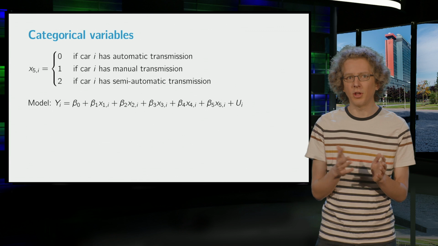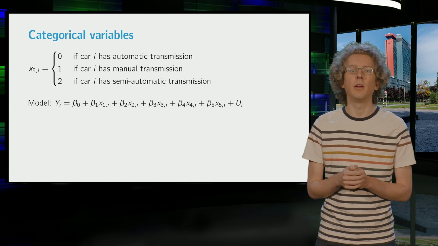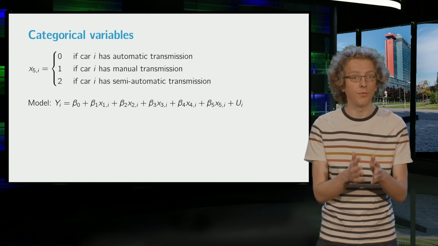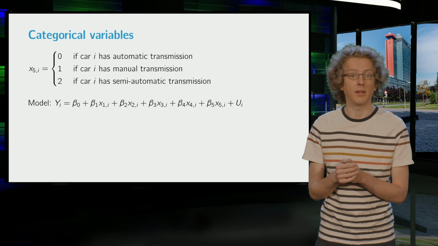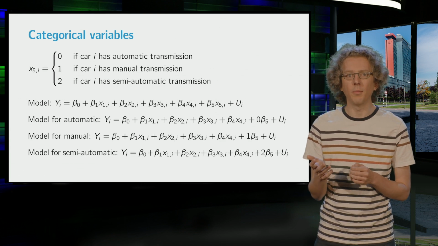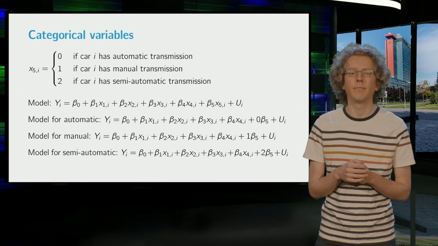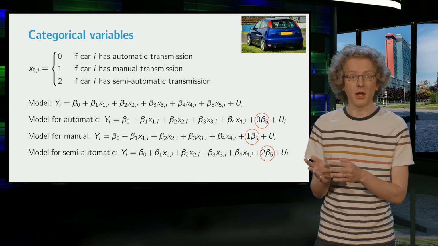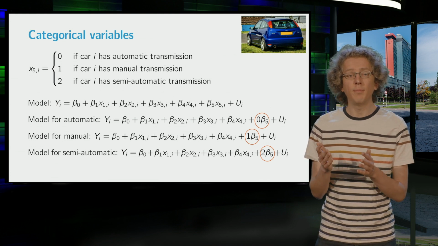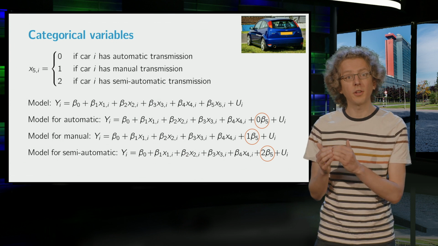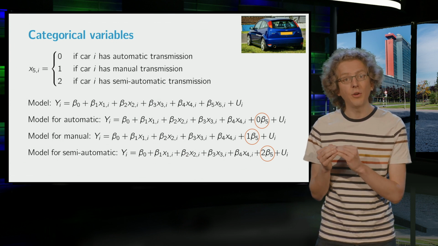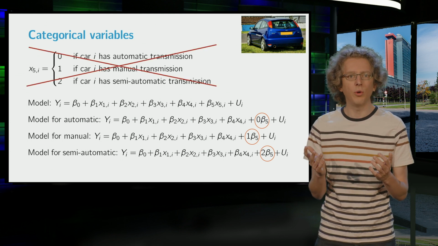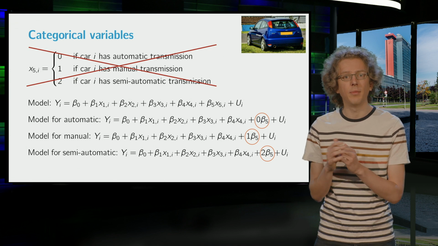Intuitively, you might think that the transmission variable can be tackled in the same way, by having a dummy variable take the values 0 for automatic, 1 for manual, and 2 for semi-automatic. This would lead to the following models for each transmission type. However, this does not work. In this way, the predicted price for a manually shifting car would be beta 5 hat units higher than for an automatically shifting one, and the same increase would be visible from manual to semi-automatic. However, there is no reason that these two increases should be the same.